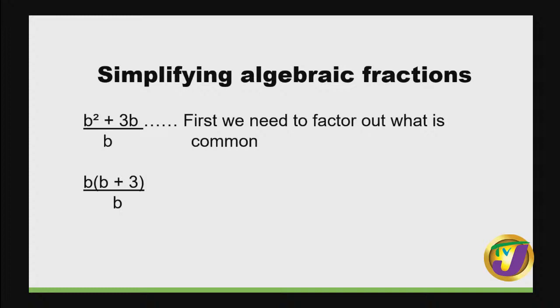Now, what can we do? Just like any other fraction, we can also divide something in the numerator. So we're factoring from the numerator and the denominator now. So b is common to both numerator and denominator. We can factor it out, leaving us with b plus 3. So b plus 3 would have been our simplified version of our original expression.